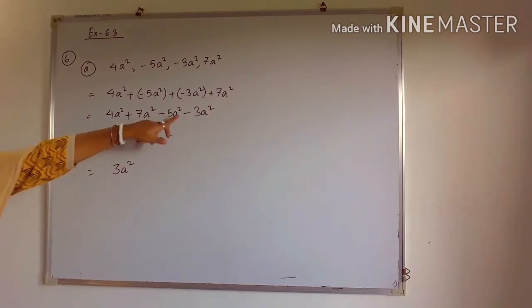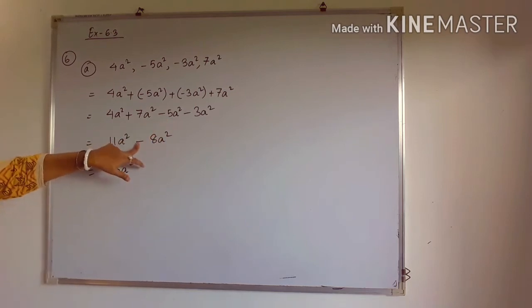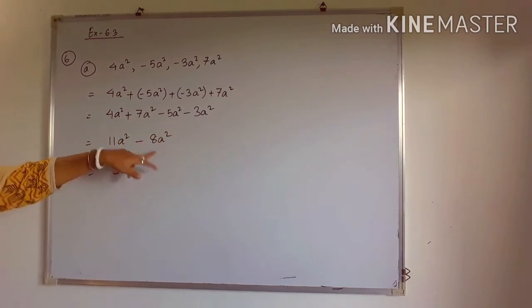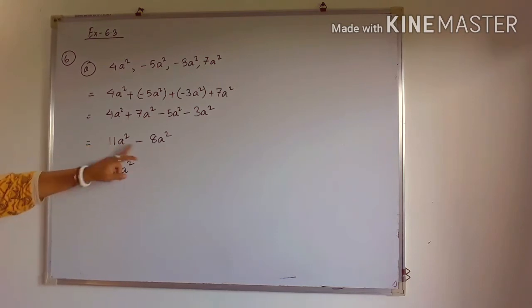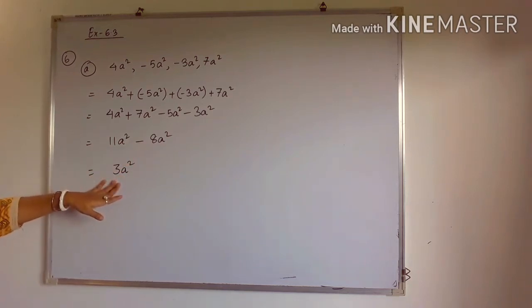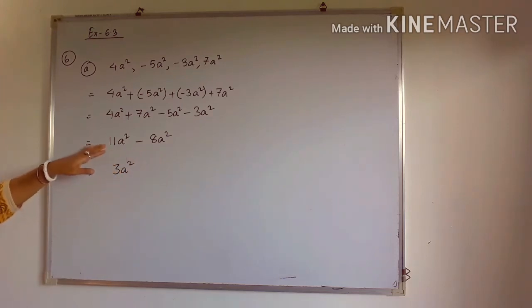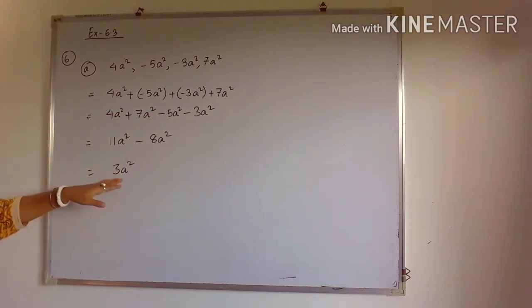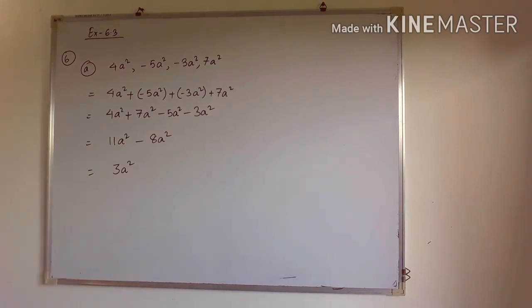Next, you know that minus minus will become what? We have to add the numbers and write the minus symbol before the number. So 5 plus 3 is 8, so minus 8a square. Now one is a positive number and the other is a negative number, which means we have to find the difference. So 11 minus 8 will be 3a square. As you know, 11a square is greater than 8a square, and before 11a square we have a positive sign, so we write plus 3a square. Okay, so this is the answer.